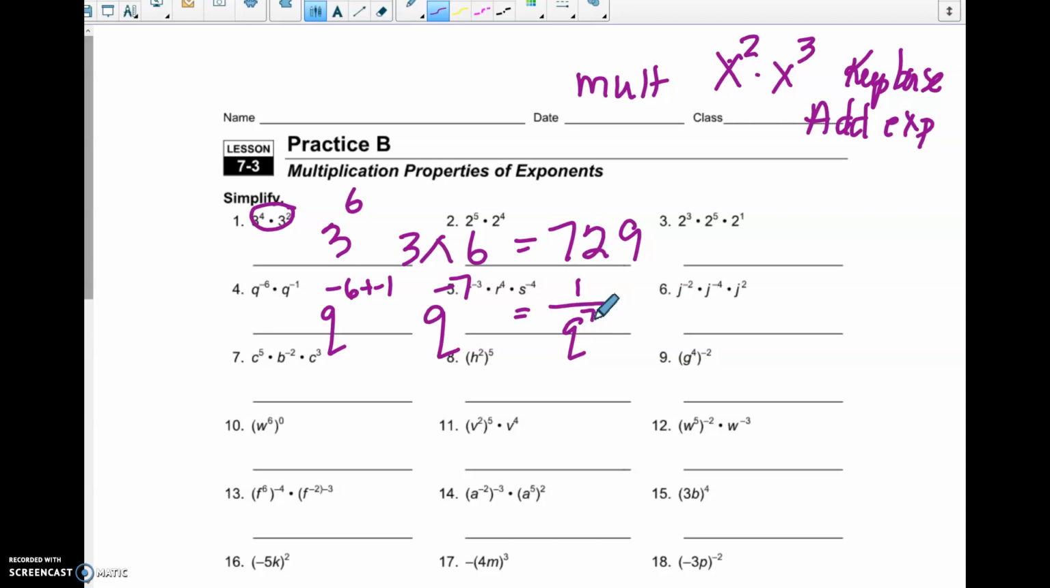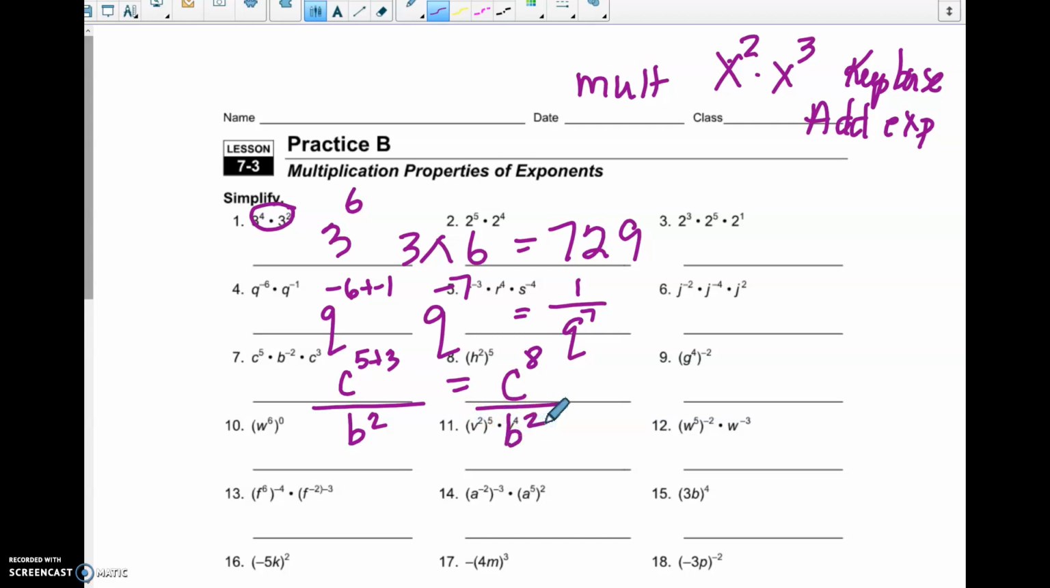All right, number 7. It looks like we have a C, a B, and a C. Those two C's are like bases, so we're going to add those together. So we have C, and we're going to go 5 plus 3. Now, looking at that, that's B to the -2nd, so B to the -2nd has to go in the denominator, so we're going to get B to the 2nd power. So let's take 5 plus 3. We have C to the 8th power over B to the 2nd.